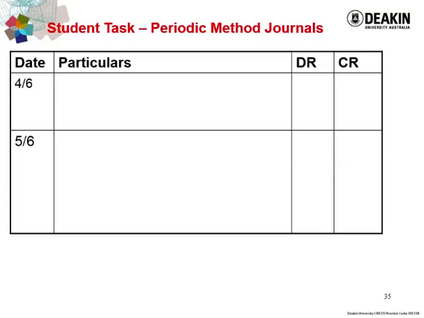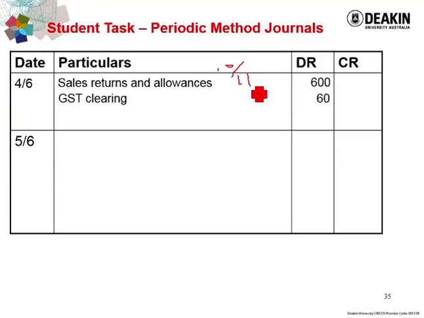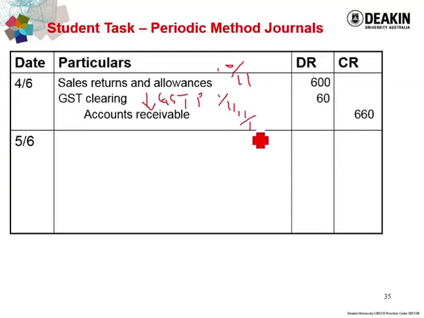On 4th of June, customer returned $660 on credit and the cost price is $200. So we debit sales returns and allowances $600, which is a contra sale account, at selling price net of GST, $600. So this is 10 over 11. And then we debit GST clearing because this will reduce GST payable, $60. So 1 over 11. And we credit accounts receivable with the full amount, 11 over 11, $660.